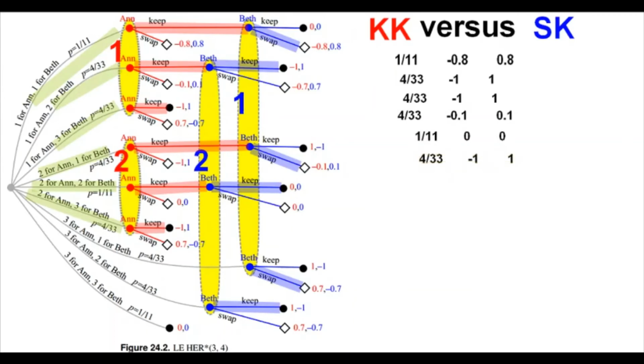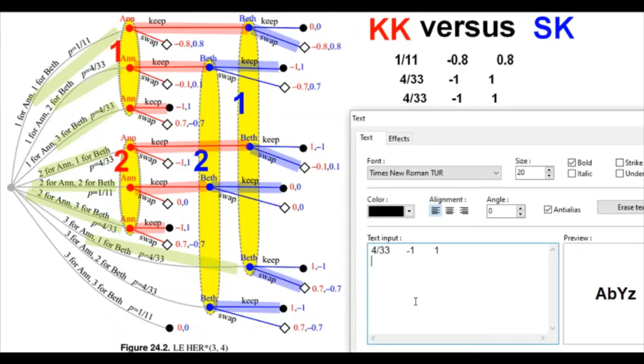Next one. 4 over 33, we arrive here. You see, these are the 3 cases where Anne is not even asked because Anne gets a level 3 card. And of course she keeps it. Baz swaps in this case, so we have 4 over 33 times 0.7, negative 0.7. 4 over 33, 0.7, negative 0.7.